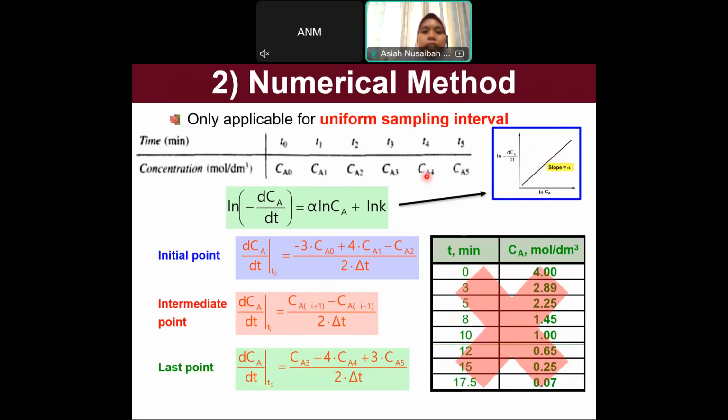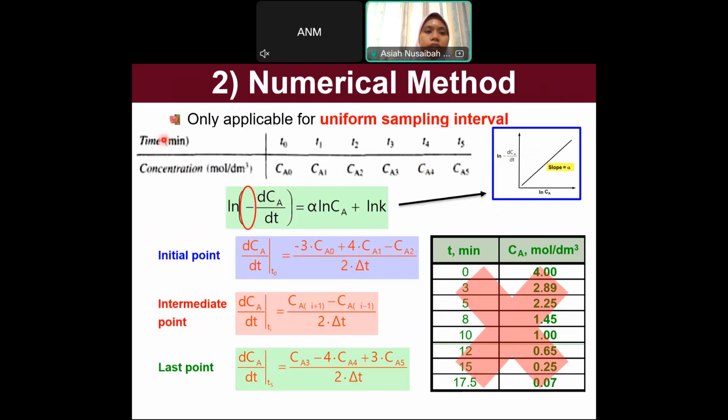Okay, let's say we have another set of data where the increment is uniform. Then how do we find this dCA over dt? Notice that the equation here already shows how to find dCA over dt, but it's in a positive form. Later on, you have to make it minus. So for the initial point, dCA over dt in positive form is equal to minus 3 CA0 plus 4 CA1 minus CA2, over 2 changes of t. Where do you get this?